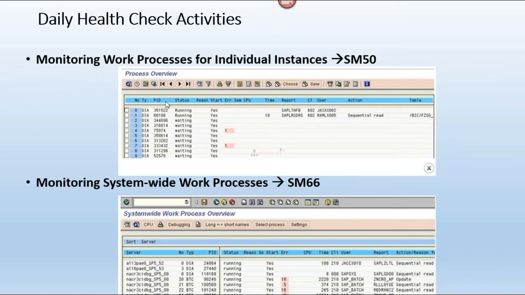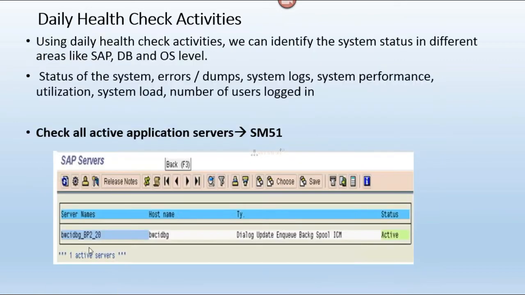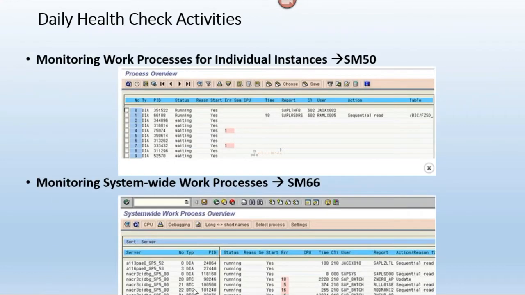That is SM50, the instance-wise work process overview. Now SM66. What is SM66? It's the global work process overview. Global work process overview means what? System-wide work process overview. System-wide means however many instances there are, all the instances' work process overview you can see here.